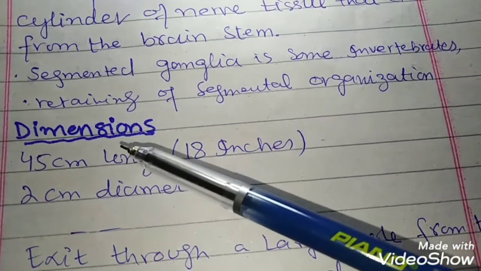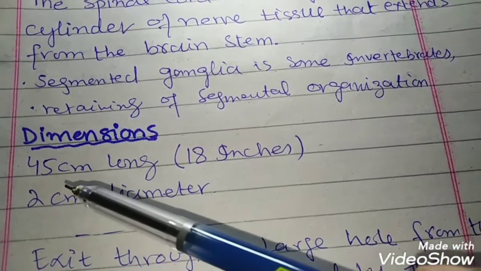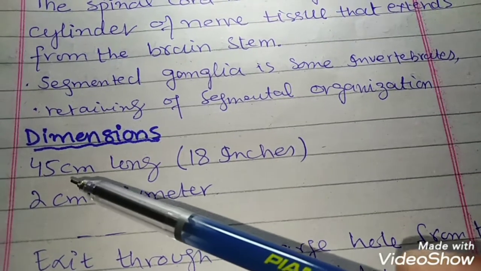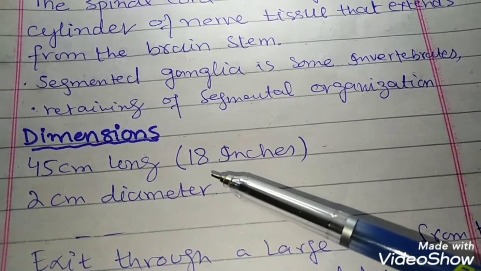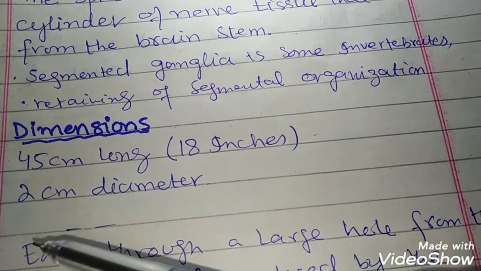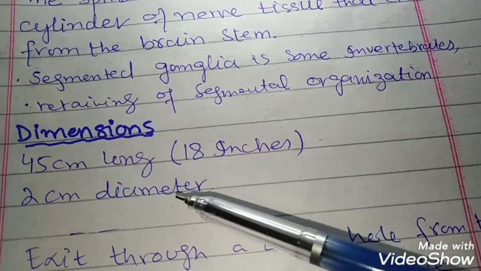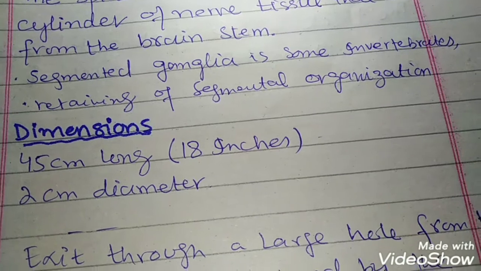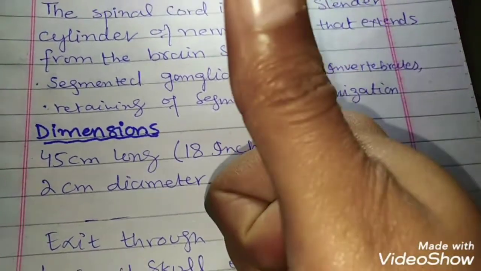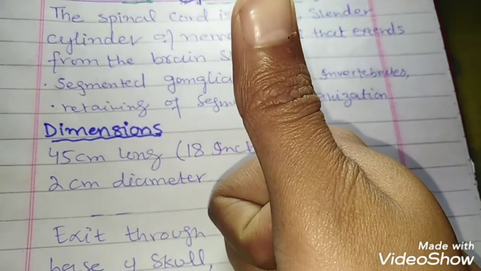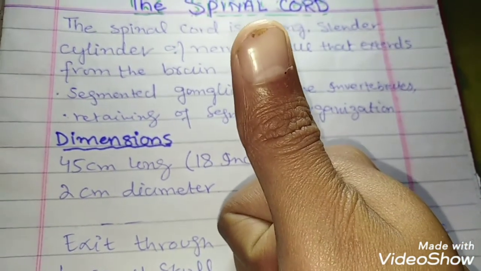Next, we talk about the dimensions of the spinal cord. In humans, it is 45 centimeters long, which is equal to 18 inches, and it is 2 centimeters in diameter. It is equal to just our thumb.